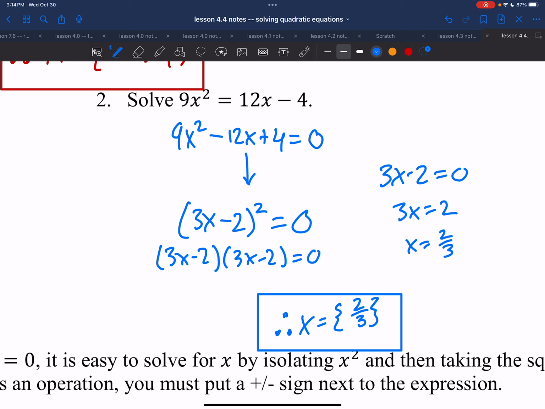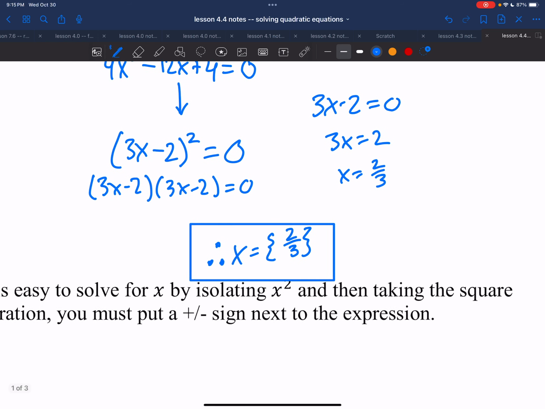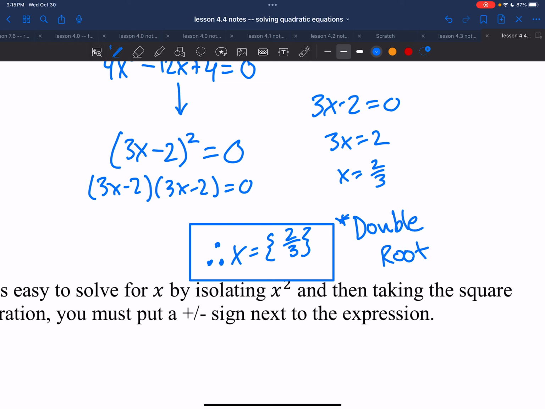This is connecting to something called the fundamental theorem of algebra, which we're going to get to in Unit 5, and I'm not going to say more about that right now. But this thing right here, which is 2/3, because you got it twice, there's a little note here, we call this a double root, okay? It is a root that occurs in the quadratic twice.